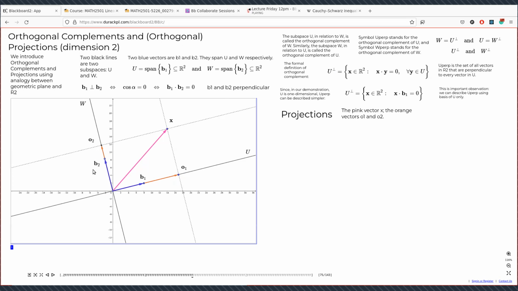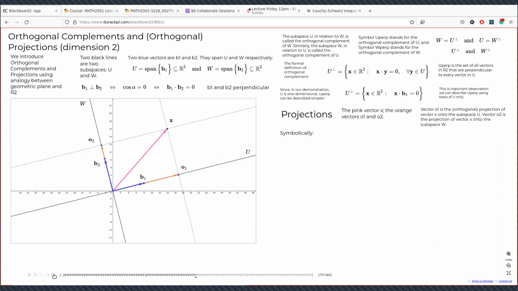I'm going to use them to demonstrate the idea of projections. Naming-wise, vector O1 is the orthogonal projection of the vector X onto the subspace U. I drop the perpendicular, I end up with the base of that perpendicular, the vector in U. That's the orthogonal projection of X onto U. For the same reason, O2 is the orthogonal projection of the same X onto W.